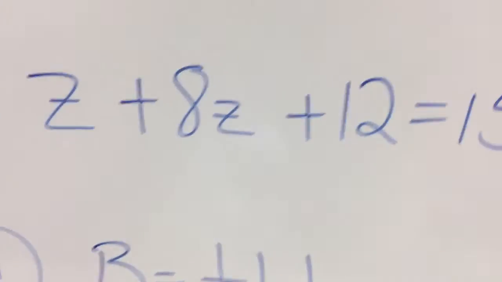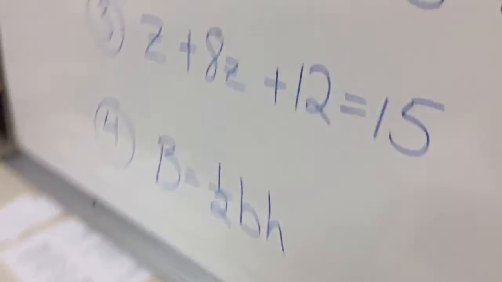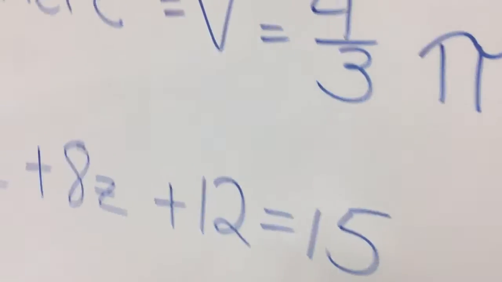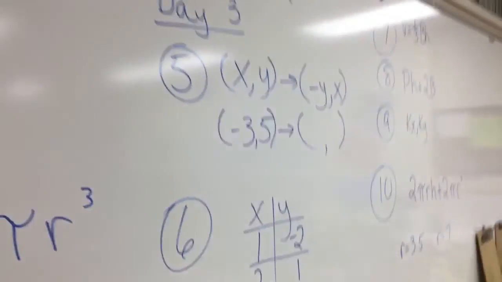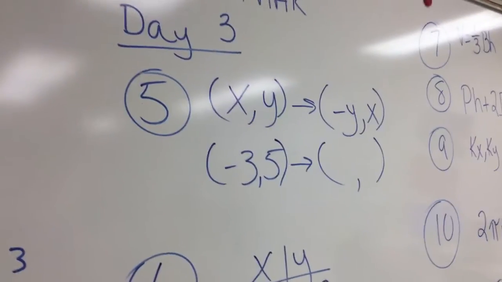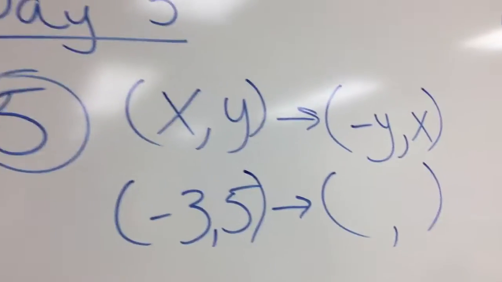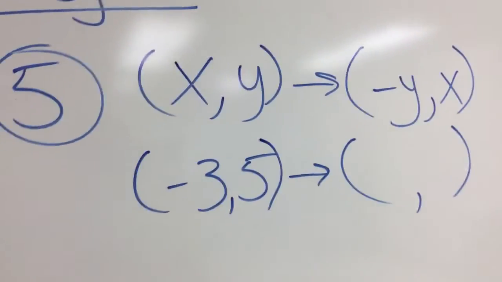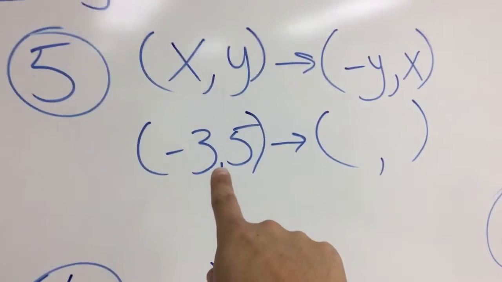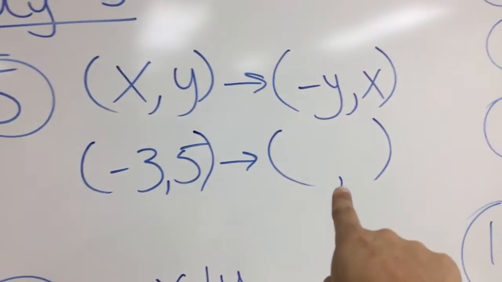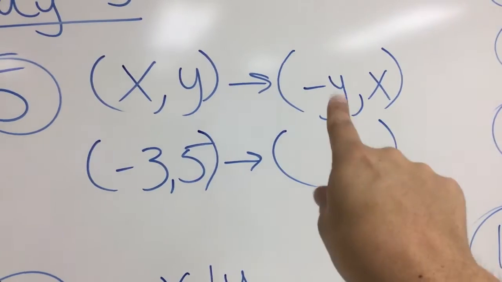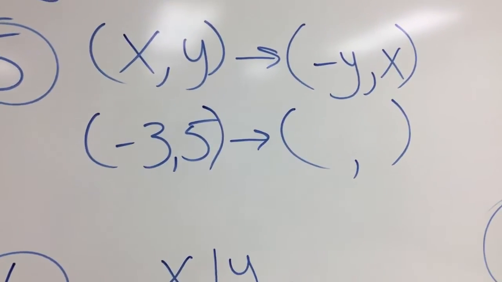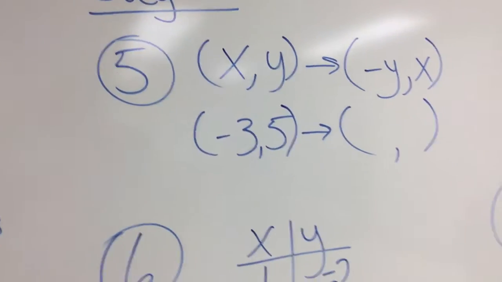All right. Number 5. Let me finish marking something on 5. Okay, there we go. All right. So number 5 is what we did today, rotations. It's a 90-degree rotation, and it's counterclockwise. So that's why it's the opposite of y, comma, x. So you're going to take this point, -3, 5, and find out what it's going to be here using that rule. All right. That was number 5.